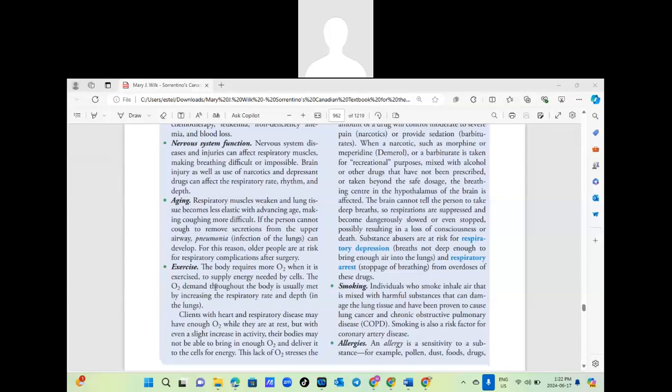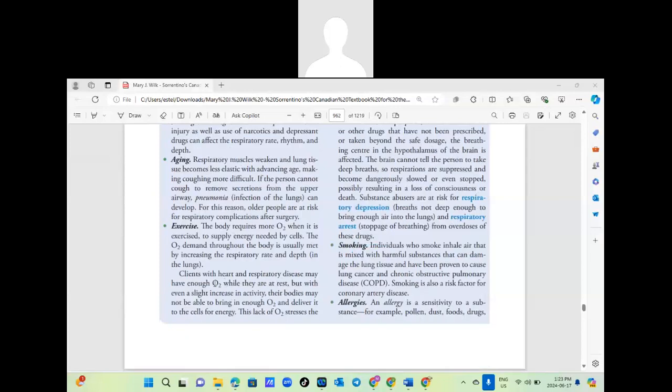Exercise. The body requires more oxygen when it is exercised to supply the energy needed by the cells. The oxygen demand throughout the body is usually met by increasing the respiratory rate and depth in the lungs. You're huffing and puffing. Have you noticed when you run a 100-meter race, or just run because you're scared of a dog barking? There you go, you're huffing and puffing. It's because your body requires more oxygen.